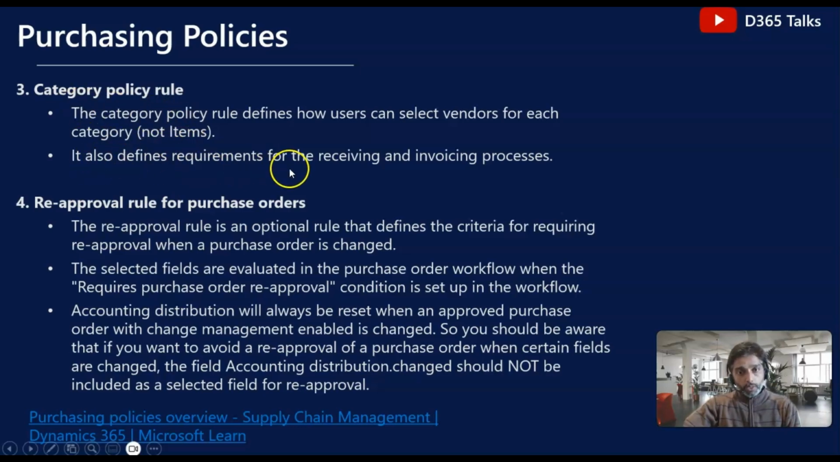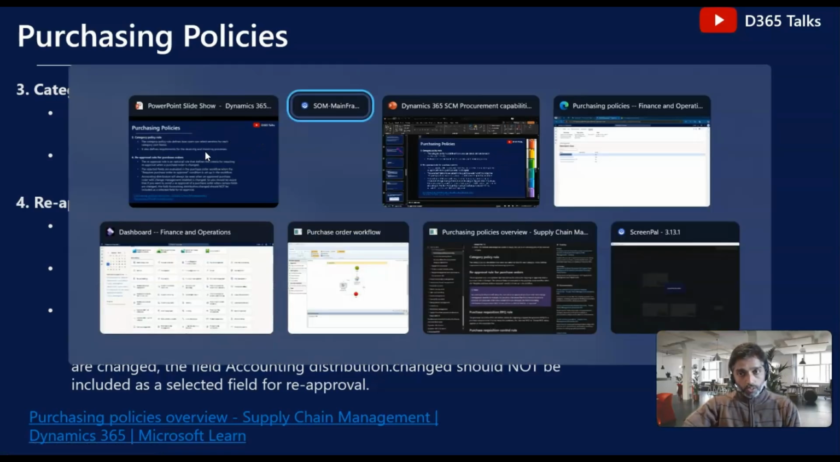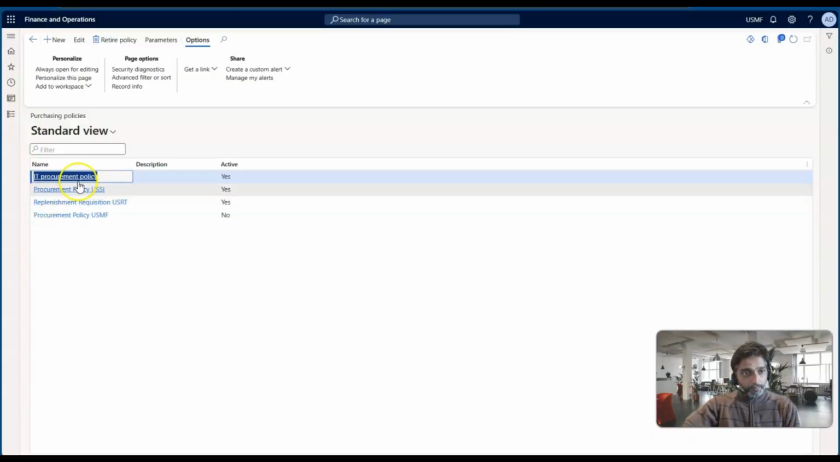It also defines requirements for receiving and invoicing processes. So for any purchase order which got created from the purchase requisitions with the category policy rule defining the receiving and invoicing process, whatever we have defined in the policy will be used whenever you perform the receiving and invoicing processes. So let's quickly jump into the D365 screen so that we'll be able to understand it.